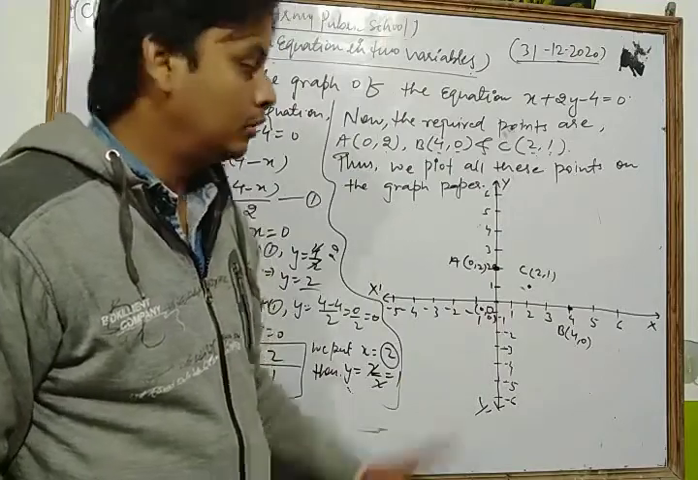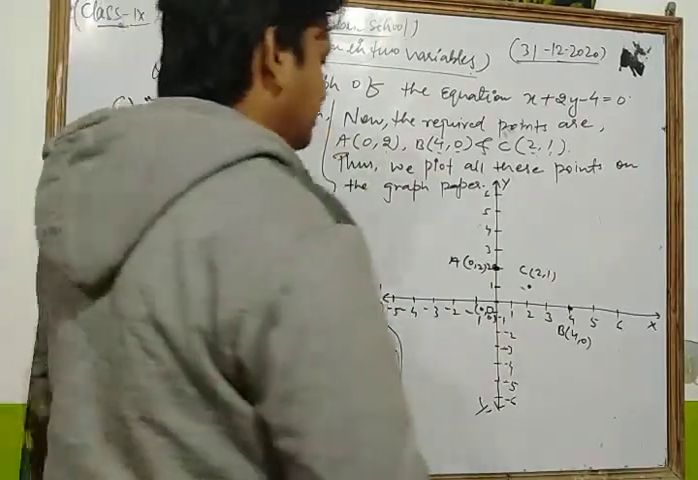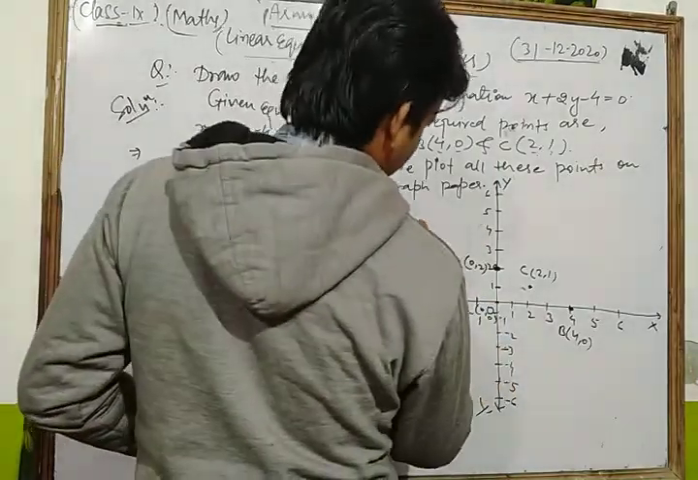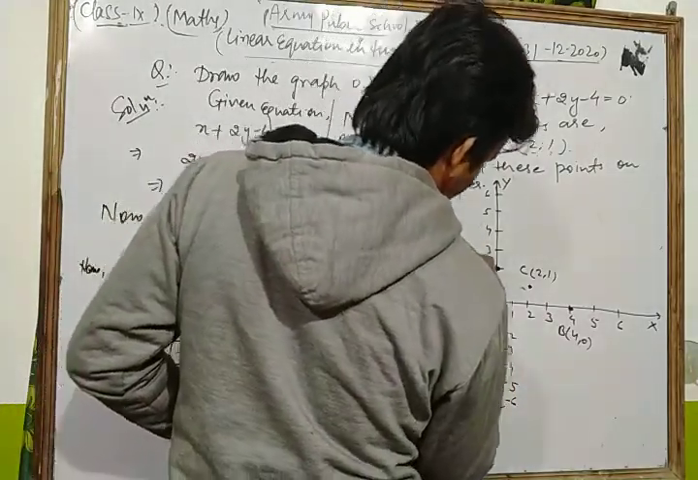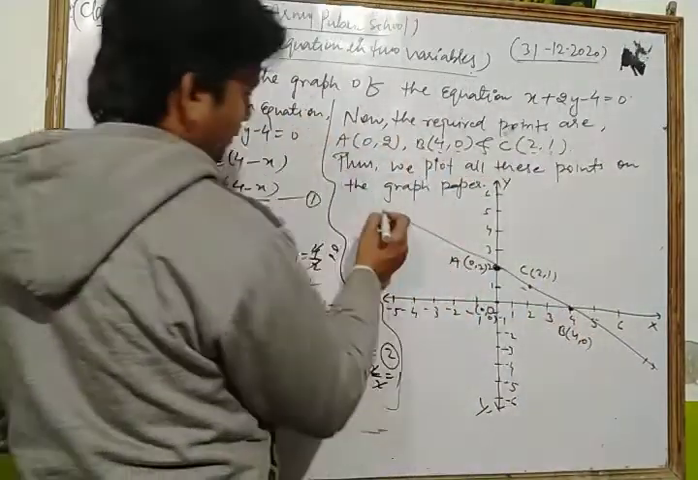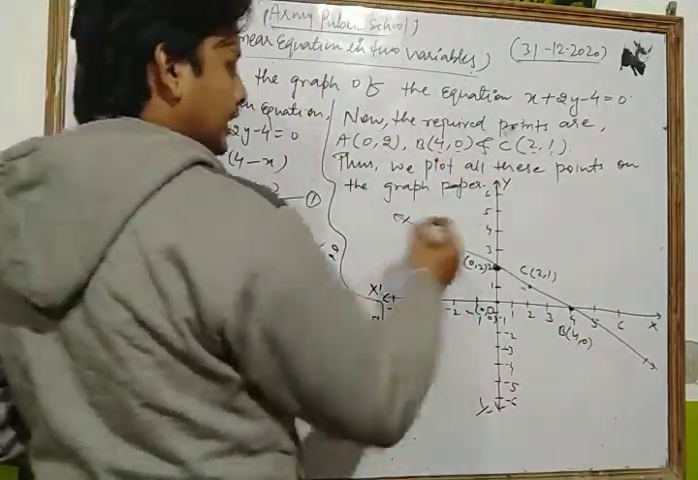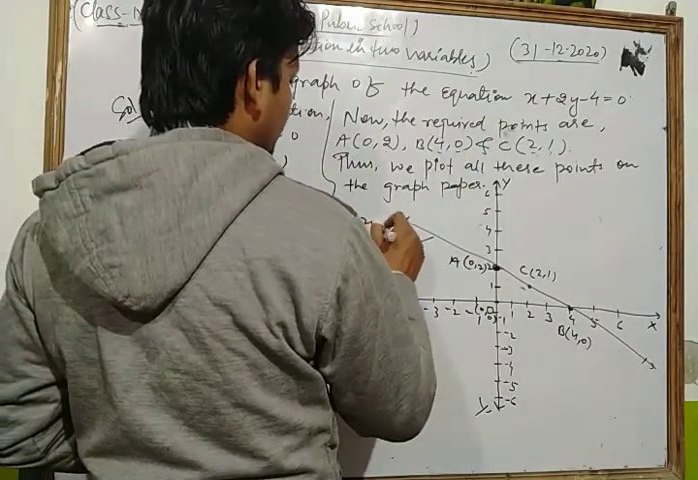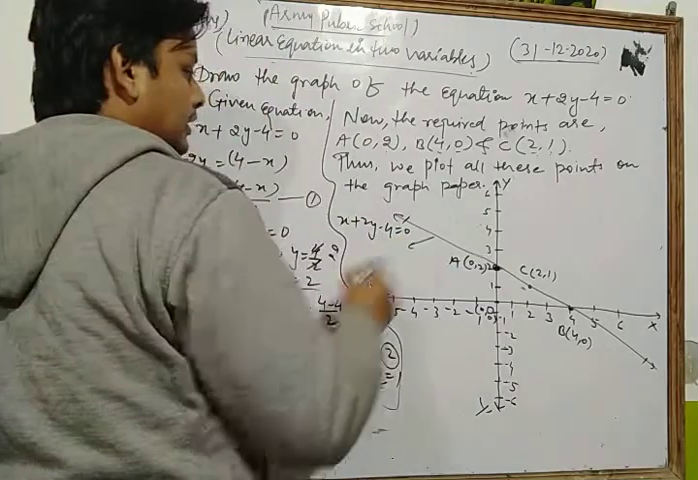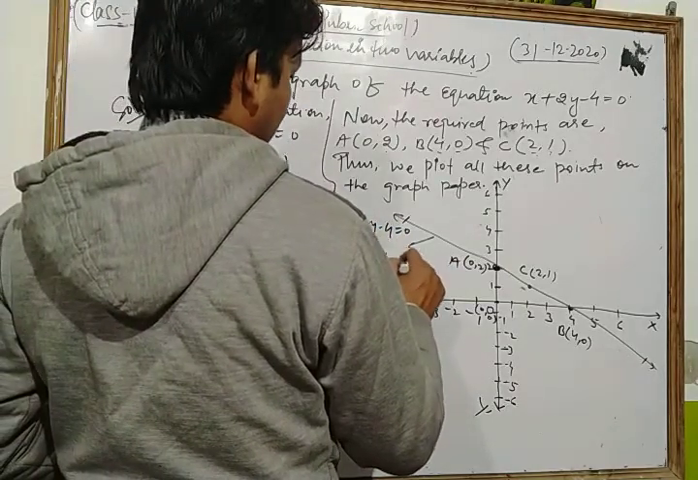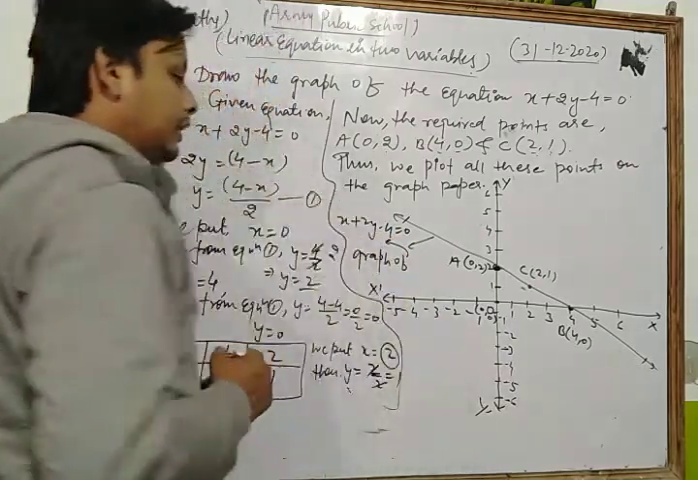Okay, now what do I do? Now, the final step, we join all those points through a line. Let's see in this way. We join all these points through a line. This is the graph of the linear equation x plus 2y minus 4 is equal to 0. This is the graph of the given linear equation.